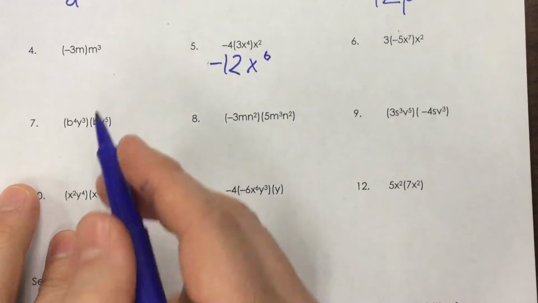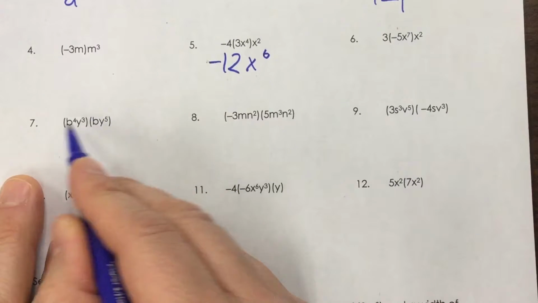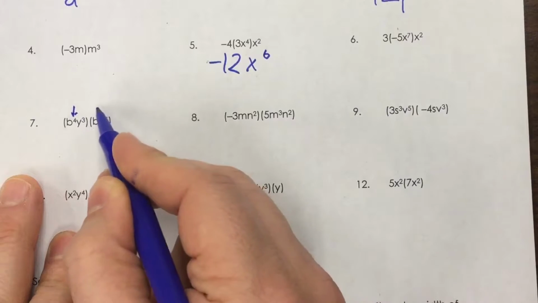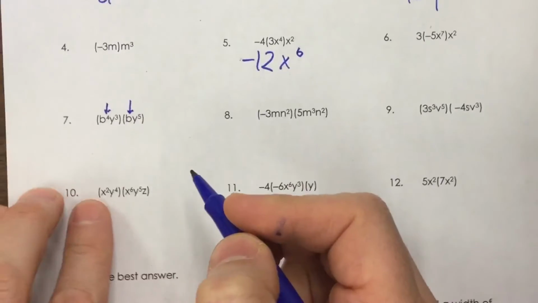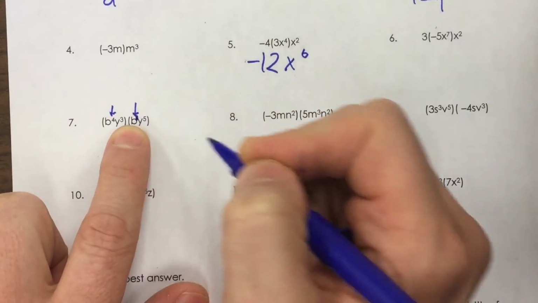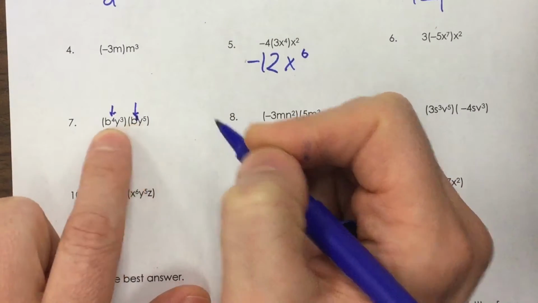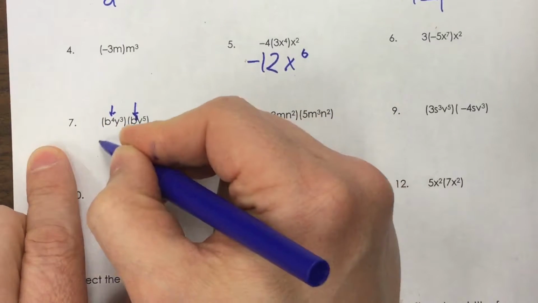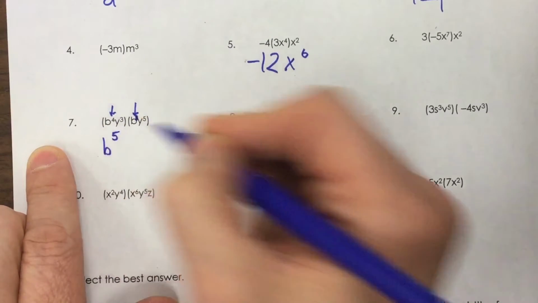Number 7, we're going to multiply these. But when I say multiply, I'm actually adding the exponents. I add this and this. Now, there's no number here. So you want to write in a little 1 here. That is b to the power of 1. It's an invisible 1. That's important to do because you're adding the 4 and the 1. You get b to the 5th.